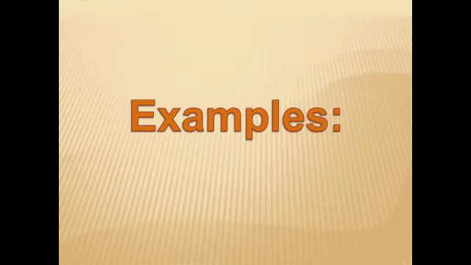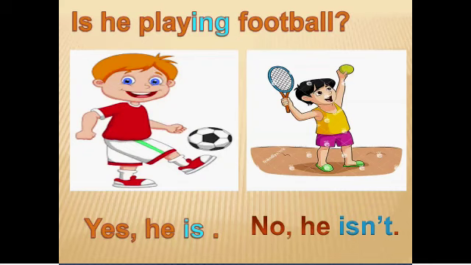Examples about the questions. Is he playing football? Is, the verb to be, is in the beginning, then the subject he, playing, play plus ing, and the completion, the question mark. If yes, you can say yes, he is, or no, he isn't. And be sure that you need to use the same pronoun you used in the question in the answer. We used here he, so we need to answer with he. Okay?